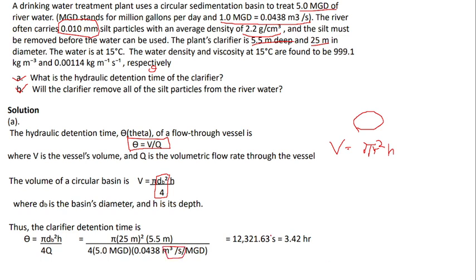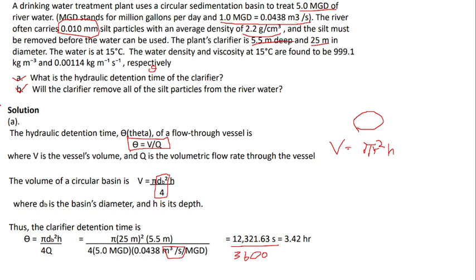You have to convert this to hour. For that, you have to divide this value with 3600. Right. So 1 hour is equal to 60 minutes, 1 minute is equal to 60 seconds. So 60 into 60 is 3600. So theta is equal to 3.42 hours. So the first part is completed. So hydraulic detention time theta is found.